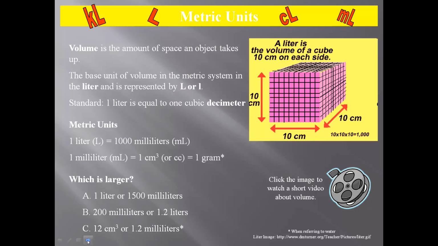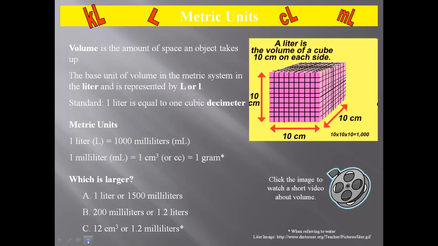When you start talking about volume, it's the amount of space an object takes up. And in the metric system, the basic unit is the liter. Sometimes you'll see this represented by a capital L or a lowercase l. And the standard 1 liter is equal to 1 cubic decimeter. That would be a 3-dimensional object, 10 centimeters by 10 centimeters by 10 centimeters.